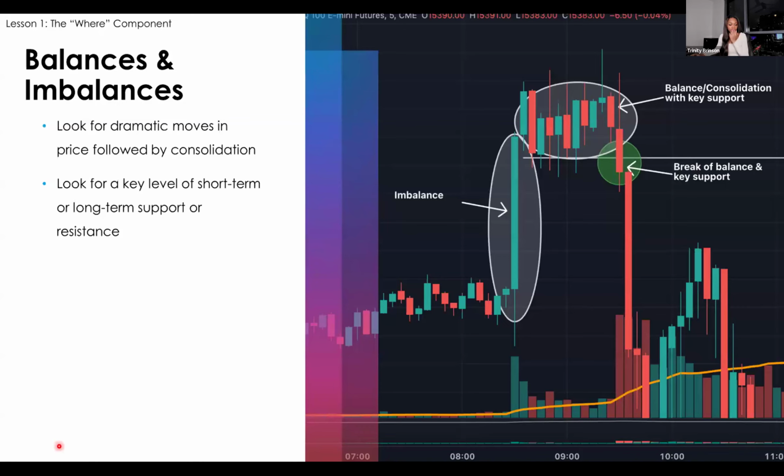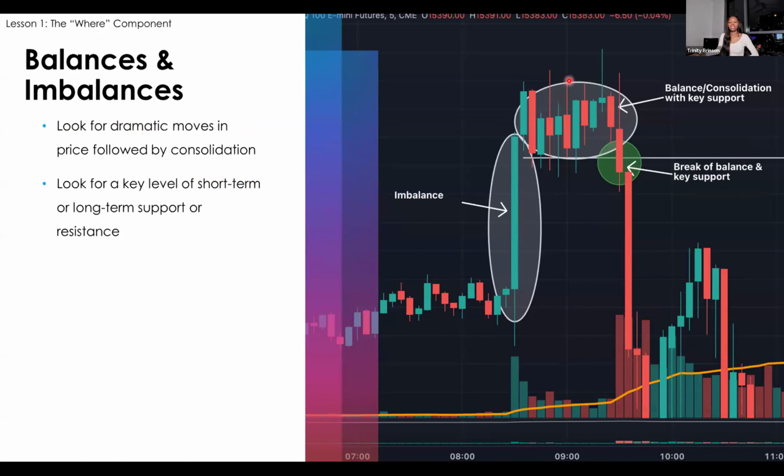Again, like I've been saying, I don't like to sit on the chart or on the PowerPoint for too long, so I'm gonna just quickly explain this, and we're gonna head to a chart so we can walk through some real life examples. Okay. Balances and imbalances. This is one of those key areas that we are going to be looking to potentially take a trade at. Remember, this is what we're doing during pre-market. We're looking for these levels, marking these things out. Okay. So as far as balances and imbalances go, essentially all we're looking for is a dramatic move in price, whether it be up or down, followed by some sort of consolidation.